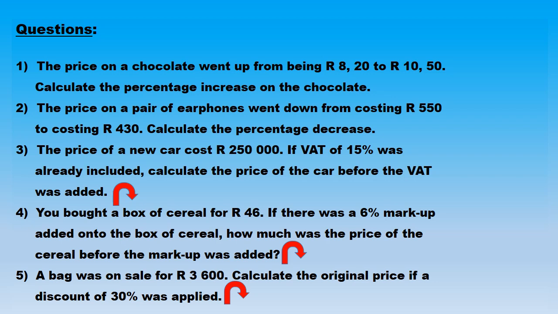Number 3, 4, and 5 are reverse percentages. They give you the final amount and you need to work out the original amount. How do you do that? What is the formula there? It's amount divided by 100 plus or minus the percentage, times 100.